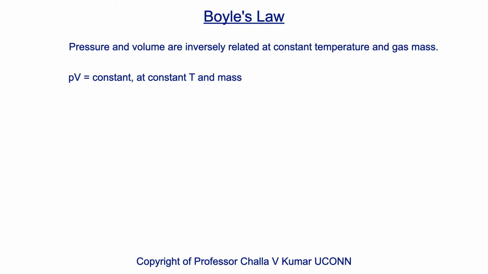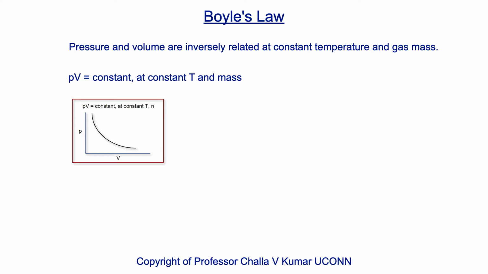And therefore, we can replace that proportionality constant with a constant and write PV equals to a constant, where P is the pressure, V is the volume at a temperature T and for a given mass of the gas. Experimentally, if I were to plot pressure on the y-axis, volume on the x-axis at a constant temperature and mass for a given gas, I will get the red curve.